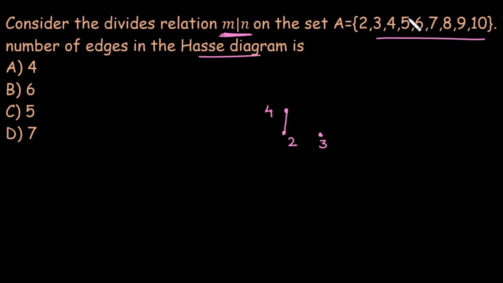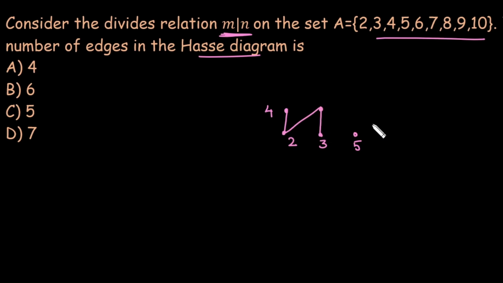Take the next element, 5. Does any element divide 5? No. Even 5 doesn't divide any element in this case. So its level is at the bottom. Now 6. Which elements divide 6? That is 2 and 3. So the level of 6 is one level above these two, and we will join them.